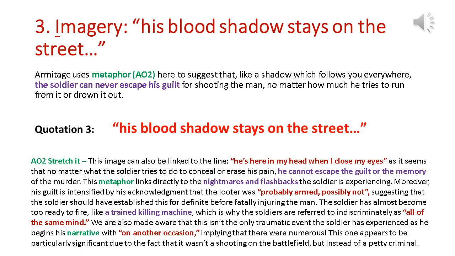Moving on to the imagery used in the poem, Armitage, or the soldier, tells us that the looter's blood shadow stays on the street. So Armitage uses a metaphor here to suggest that, like a shadow which follows you everywhere you go, the soldier can't escape that guilt and that memory of shooting the man, no matter how much he tries to run away from it or drown it out with alcohol.